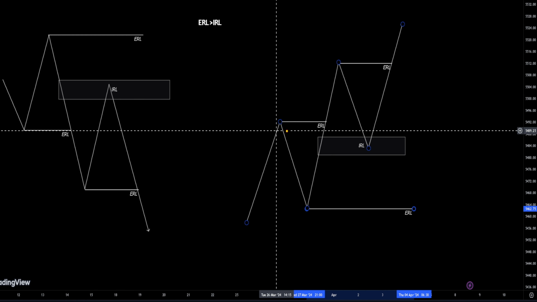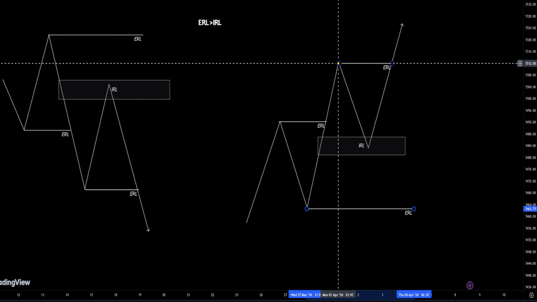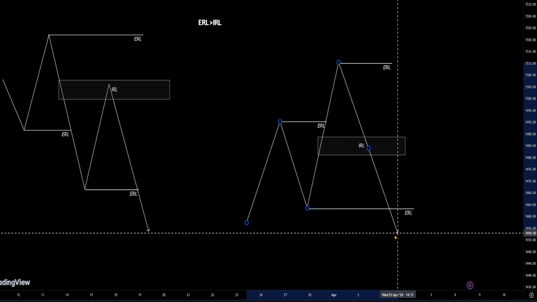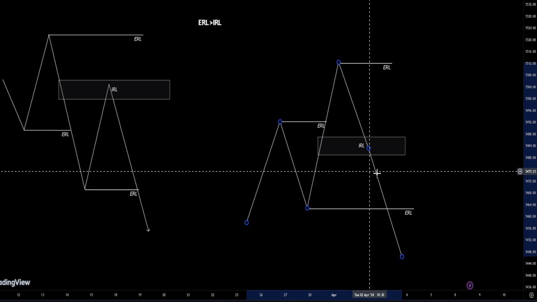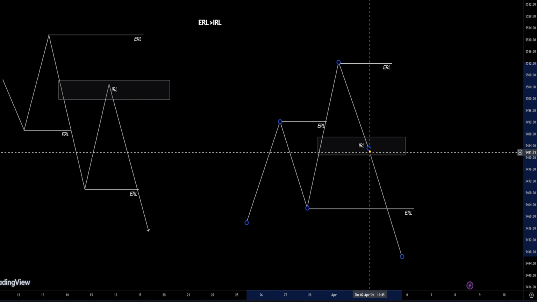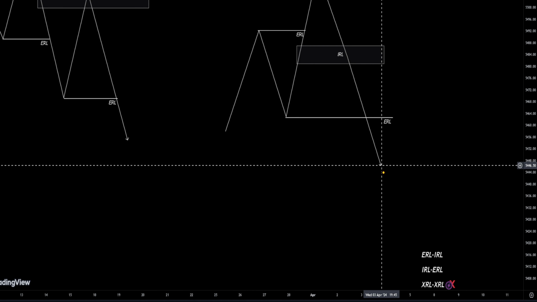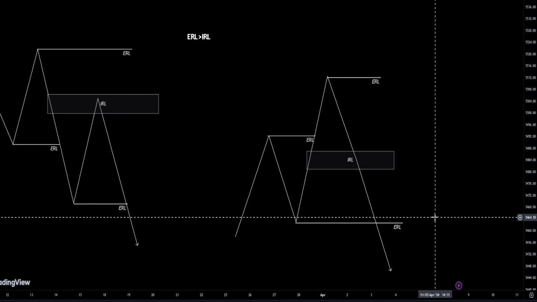We could bounce, take out this external range liquidity, forming this new external range liquidity, and just continue going lower after tapping into this internal range liquidity. So always wait for your confirmations before going long. But I really think this is a really simple concept. Once you get the hang of it, then you can catch moves.